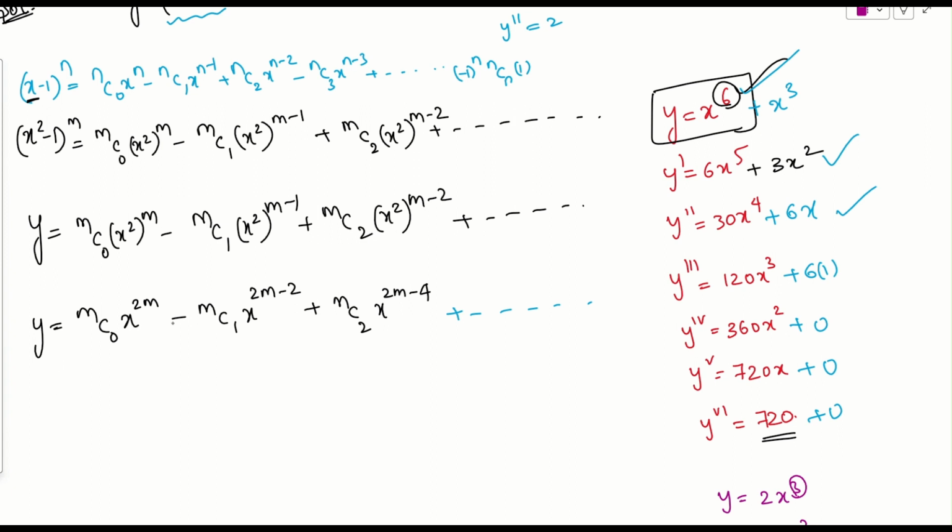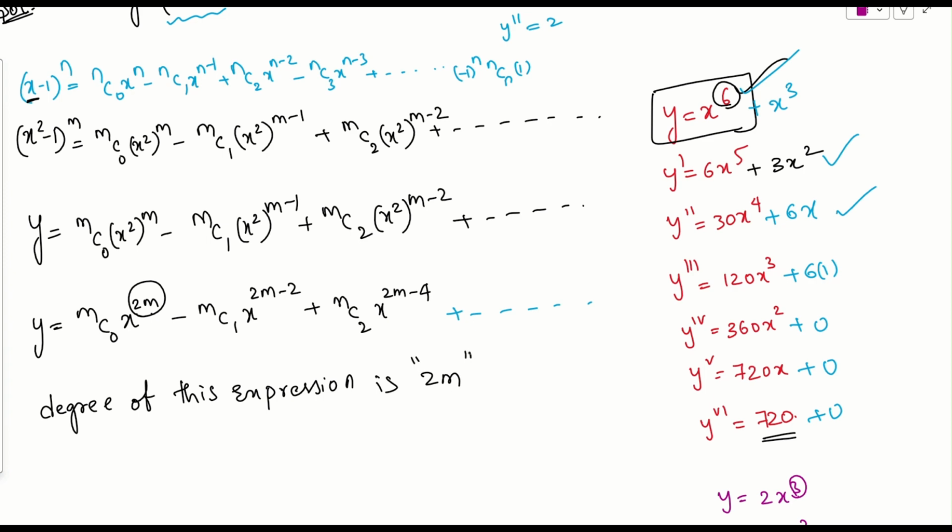So this is the expansion we got. What can I apply? I can say that here the highest degree, the degree of this expression, is 2m. m is a natural number, they have mentioned, right? So this is 2m.